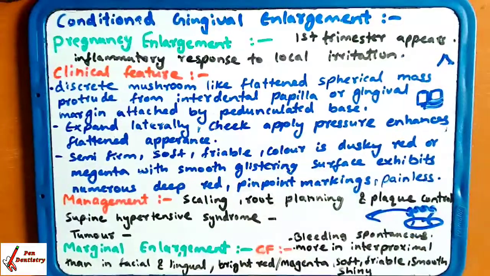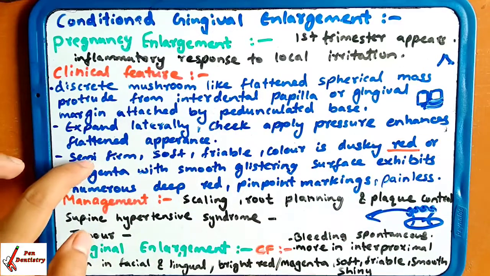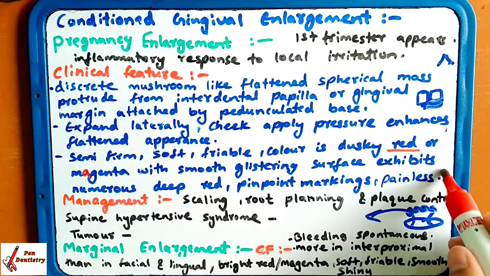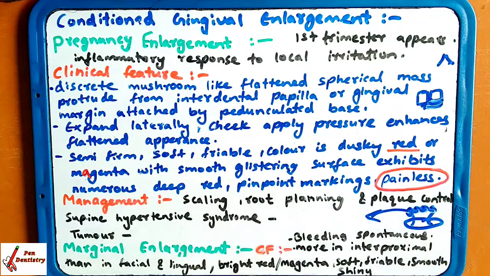The color is dusky red. What is the color? The color is dusky red, or magenta, with a smooth glistening surface. The surface is smooth, and it sometimes exhibits numerous deep red pinpoint markings, and it is a painless region. So this was the appearance, the clinical features of conditional gingival enlargement, specifically pregnancy enlargement, the tumor one.